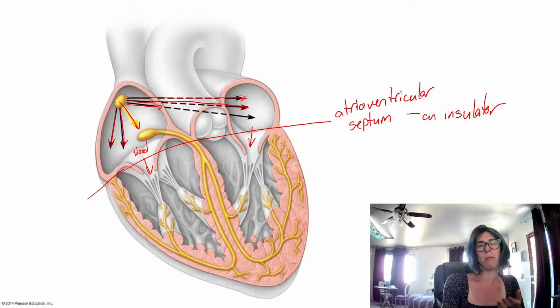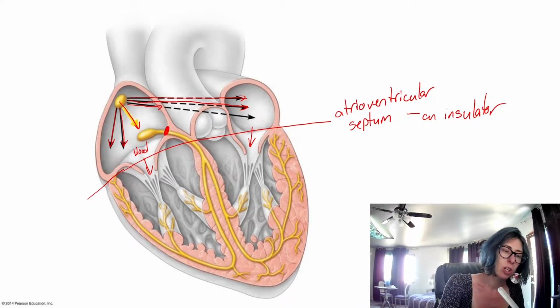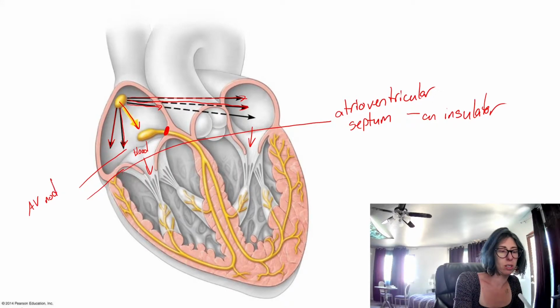It's just made of that fibrous skeleton we talked about. It's made of just connective tissue. But because it's an insulator, that electrochemical charge of the action potentials cannot pass through the atrioventricular septum. It's stopped in the atria, except right here. So the AV node is the gateway for action potentials to pass to ventricles.